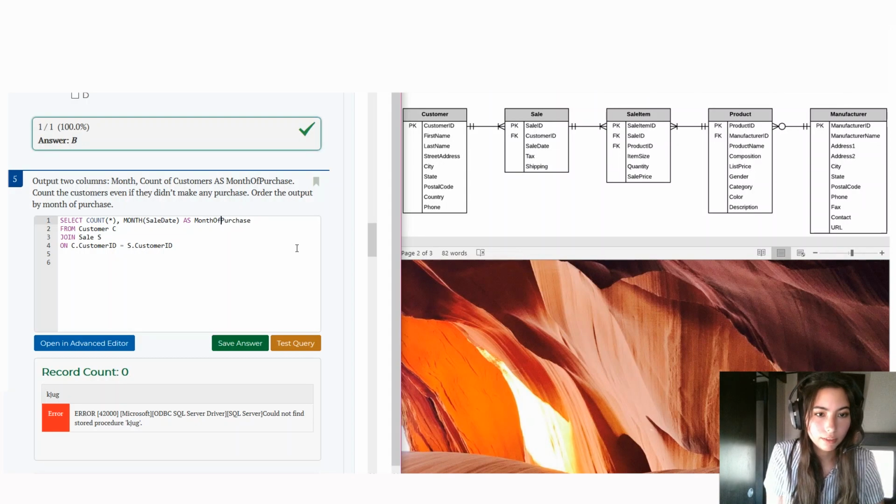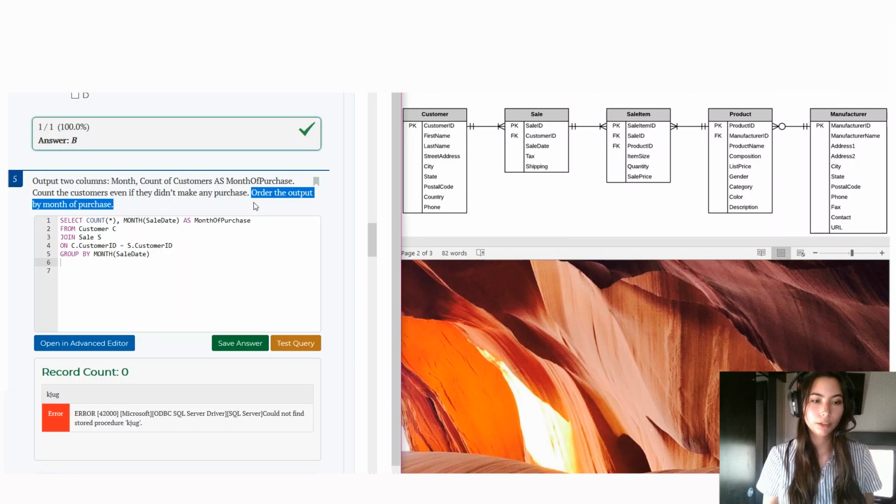Count the customers even if they didn't make any purchase. Order the output by month. So we know we used an aggregate right here, so we know that we're going to have to use a group by. And remember, I'm having to use a group by because I used an aggregate within my select clause. So in my group by, I'm going to type the non-aggregate, which is month, sale date. And within this question, it looks as if it's wanting us to order in a specific way. Order the output by month of purchase.